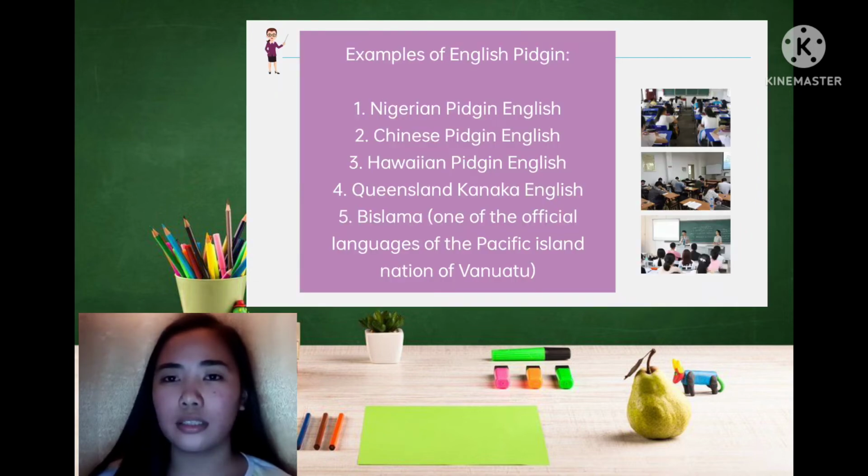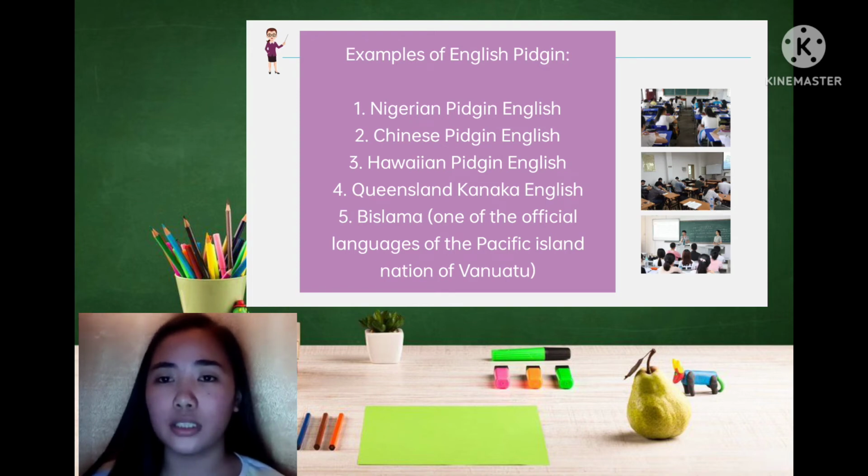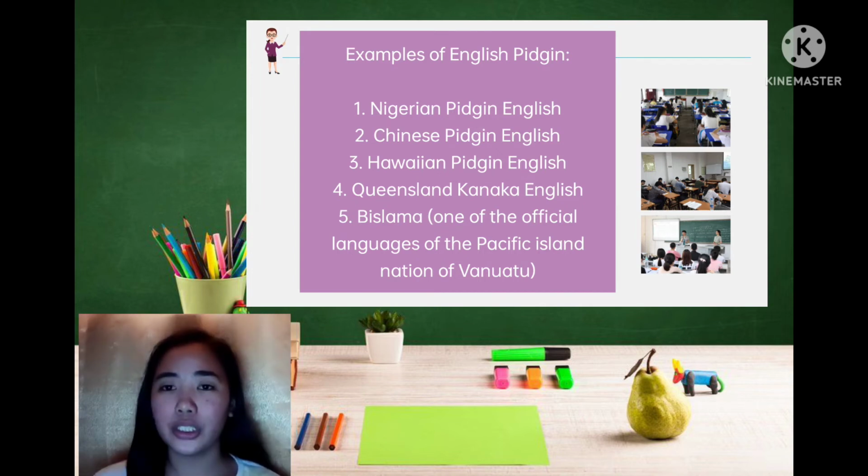I would discuss five examples of English pidgin. First is Nigerian Pidgin English. Second, Chinese Pidgin English. Third is Hawaiian Pidgin English. Fourth is Queensland Kanaka English. Fifth is Bislama. Nigerian Pidgin English originated as a lingua franca for trade purposes among Nigerians and Portuguese.